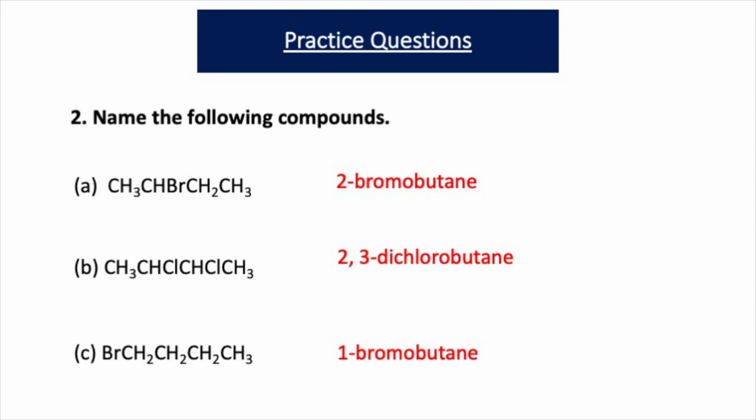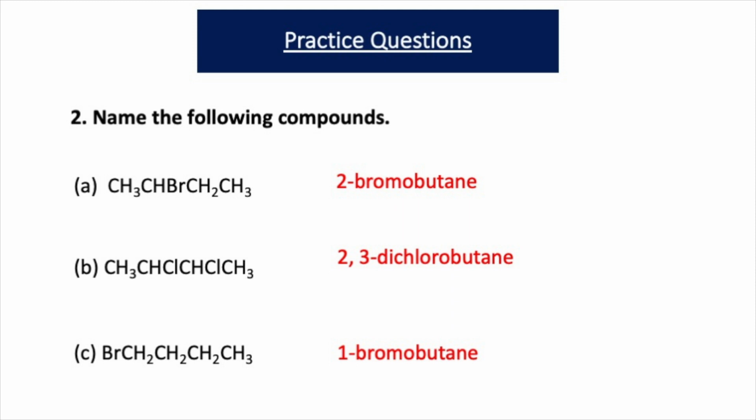For question 2, we're asking you to name the following compounds, and we've drawn for you here shortened structural formulae. If we look at question 2a, there are 4 carbons in the longest chain here, and the bromine is on carbon 2, so the compound is 2-bromobutane.